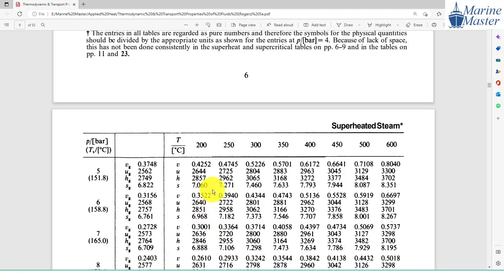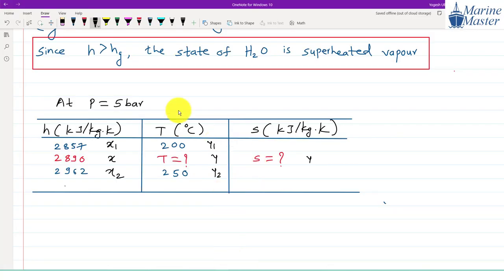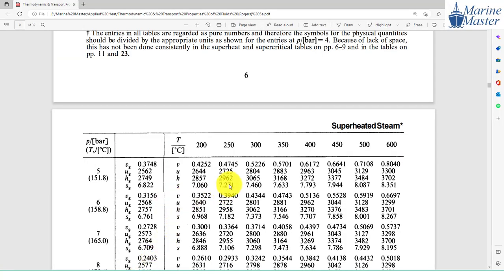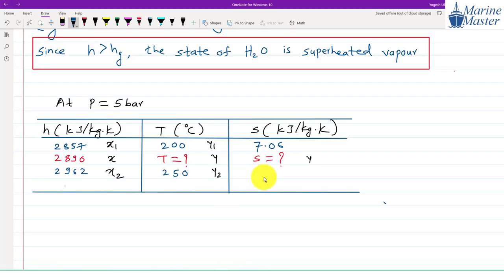for 2857 is 7.06. They have written a 0 also, but that is negligible. And for 2962 it is 7.271. So this will be the value of Y1, and this will be the value of Y2. Try to see the scenario here. Very simple discussion, not that difficult.